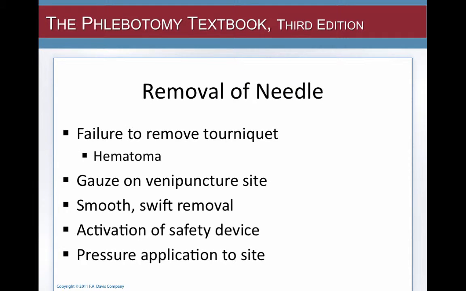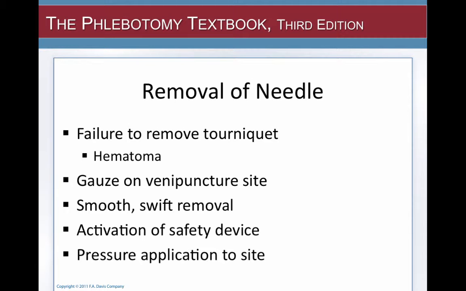Once you're ready to remove the needle, you want to do two things before you remove the needle. First thing is you want to make sure there's no more tubes. You want to pull any remaining tubes off before you pull the needle out, because that's a vacuum and it can suction on the vein as you're pulling out if you don't remove that last tube.